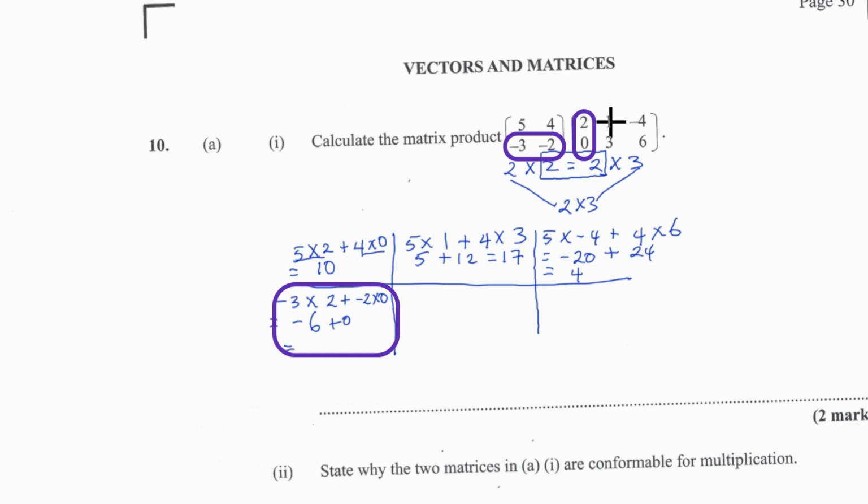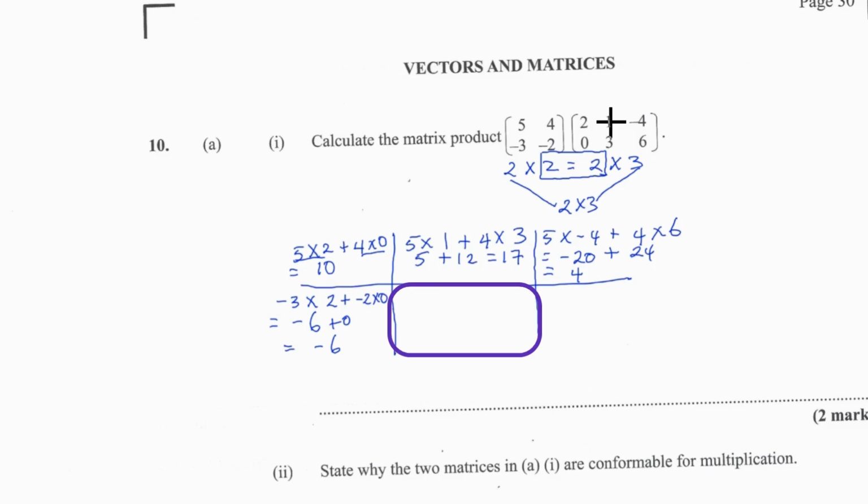So my answer here is minus 6. What about the middle value? So let's look here. We're going to be multiplying now the bottom row of the left matrix by the middle column. To do that, I'm getting minus 3 by 1 plus minus 2 by 3.